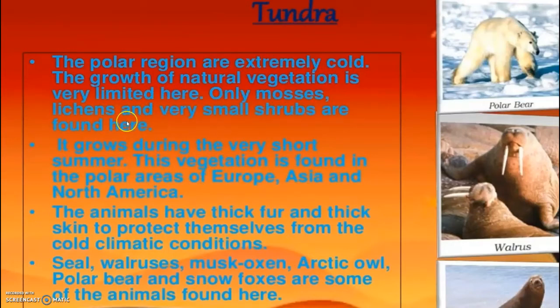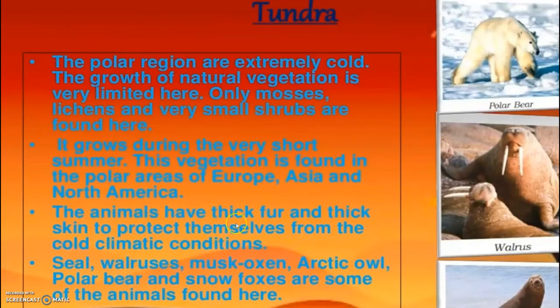Only mosses, lichens and very small shrubs are found here. It grows during the very short summer. This vegetation is found in the polar areas of Europe, Asia and North America.